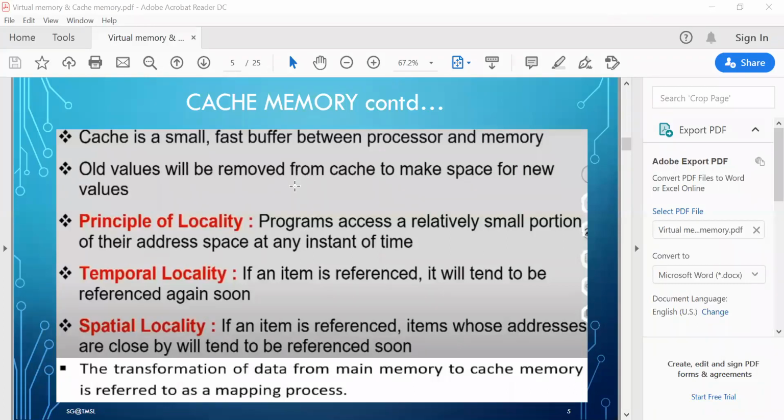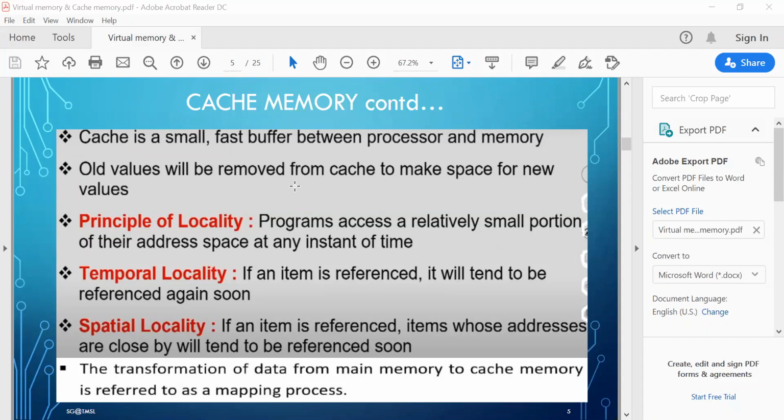So if the cache is full, that means some portion must be replaced with the new instruction. If you need the instructions which are frequently used, but you have no space in your cache memory, you must flush out the old values. The old values which are not frequently used by the processor must be replaced by the new ones which will be used frequently in the near future.